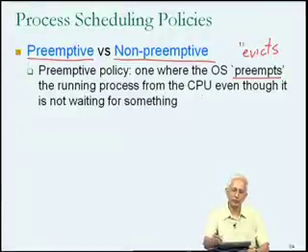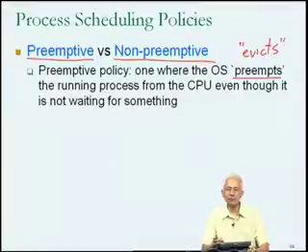One process is being evicted from the CPU in favor of another process, and that's what the word preempt is being used for here. So in a preemptive process scheduling policy, the operating system will preempt or evict the running process from the CPU even though it is not waiting for something, even though it is not doing a long duration event, for example. And this is clearly being done in the interests of either improving the average program execution time or improving the fairness to the other processes on the system.